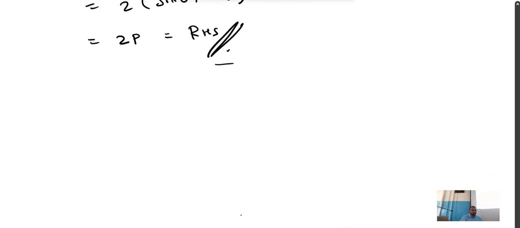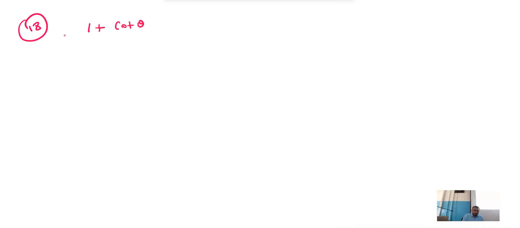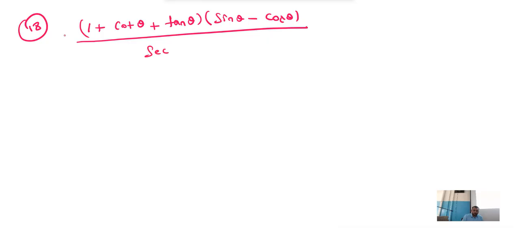Question number 18. Make a note. Prove that (1 plus cot theta plus tan theta) into (sin theta minus cos theta) divided by (secant cube theta minus cosecant cube theta) is equal to sin square theta into cos square theta.